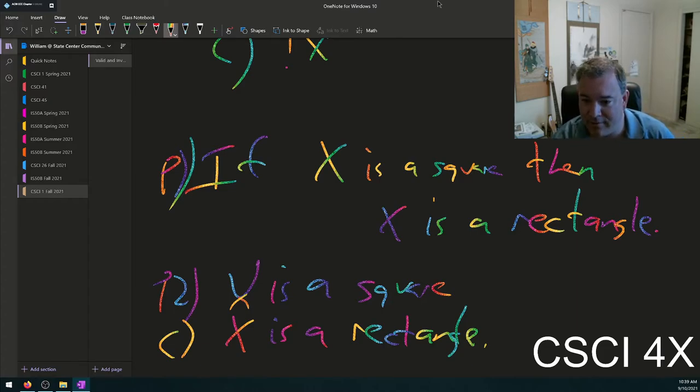If X is a square, then X is a rectangle. Premise one. Premise two. X is a square. Conclusion. X is a rectangle. Is this modus ponens or modus tollens? Check your short-term memory.